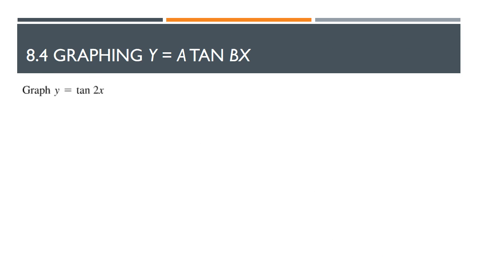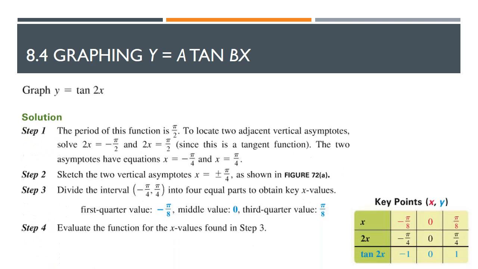Okay, so let's try an example. You're going to graph y equals tangent of 2x. Follow the steps, pause the recording, give this a try, and resume to check your answer. Okay, so the period of tangent is pi over 2, and what we're going to do to find those two asymptotes is we're going to do 2x equals negative pi over 2 and 2x equals pi over 2, and that gives us negative pi over 4 and positive pi over 4.